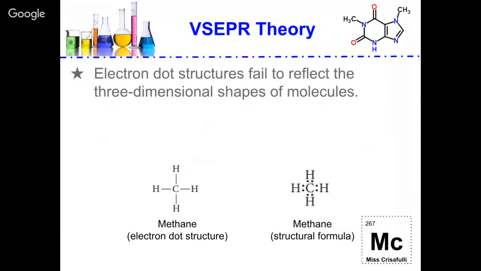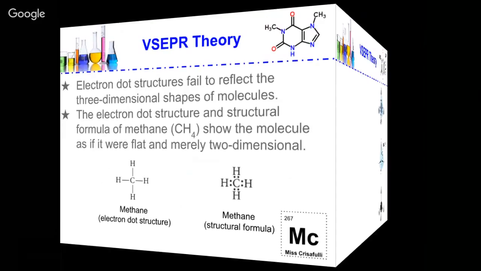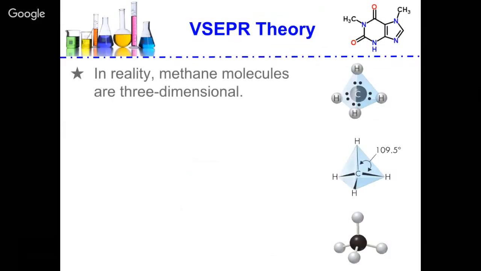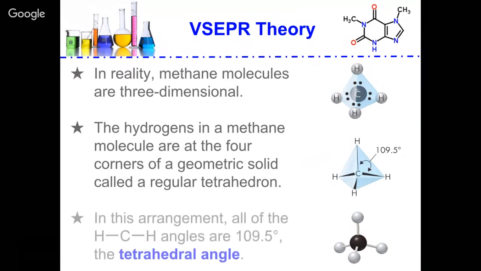So let's look at electron dot structures, and then let's look at how that translates from 2-dimensional to 3-dimensional. Electron dot structures don't reflect the 3-dimensional shape. They only show the 2-dimensional or flat shape. So in reality, all molecules are 3-dimensional. What happens is that the hydrogens in the methane molecule are at the 4 corners of a geometric solid called a tetrahedron. So this arrangement is what we're going to call tetrahedral.